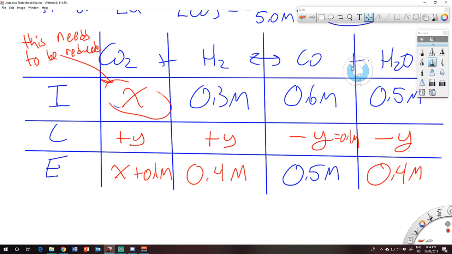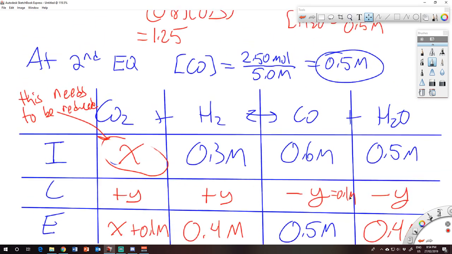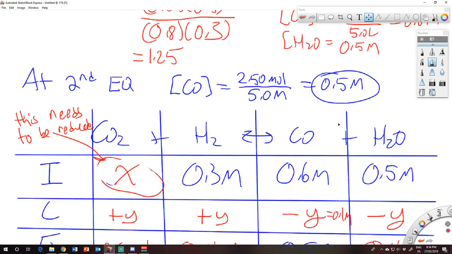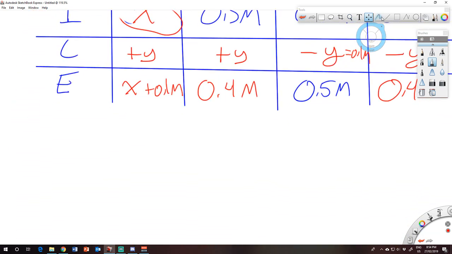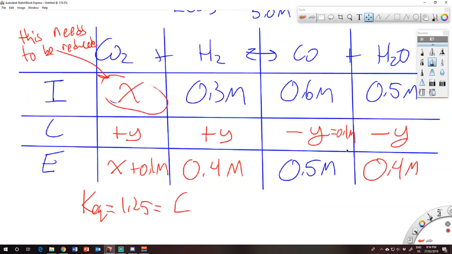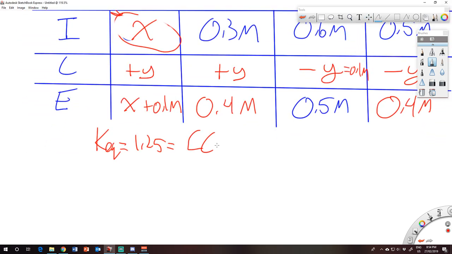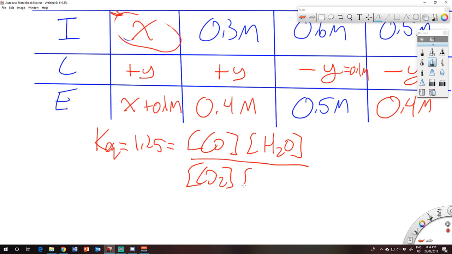Why is it going to set us up really well? Well, where's my K? KEQ is 1.25. So we can say the following: KEQ equals 1.25 equals concentration of CO, concentration of H2O over top of concentration of CO2 and concentration of H2.